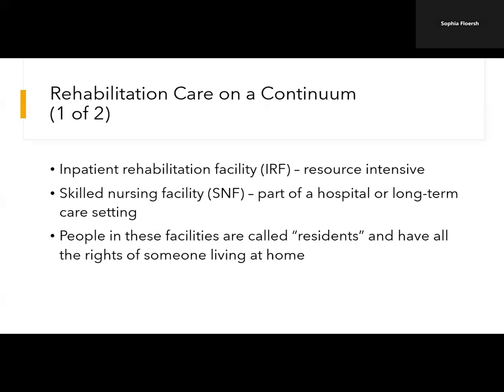Here are some different rehab care settings: inpatient rehab, rehabilitation facility, resource intensive; skilled nursing facility, part of the hospital or long-term care setting. People in these facilities are called residents and have all the rights of somebody living at home. So like I said, they don't follow the same strict things that we do at the hospital. They can walk around. It's not you have to do this, you have to do that. It's more just, I kind of live here while I'm trying to get better.